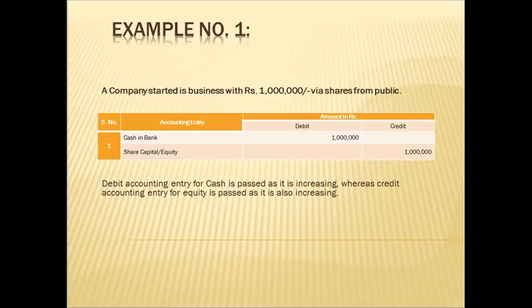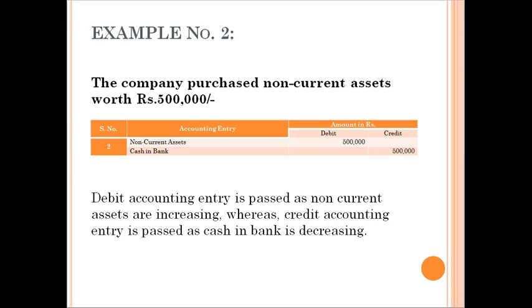Example number 1. A company started its business with ₹1 million by raising shares from the public. Now the accounting entry would be cash in bank debit and share capital, or your equity, credit. Debit accounting entry for cash is passed as the cash is increasing, as it is your asset, and asset increases and it is debited. Whereas credit entry is passed for equity, as your equity increases, it is credited.